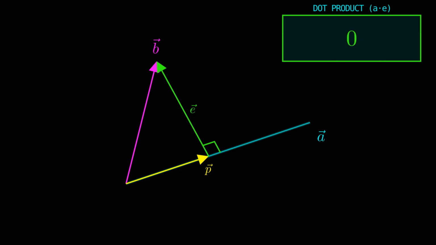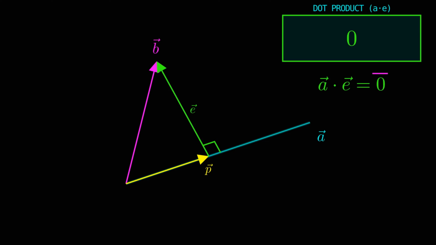Watch what happens when the error becomes exactly perpendicular to the line. The dot product hits 0. This gives us our master equation: vector A dot error equals 0. So, we found the sweet spot geometrically. The error vector must be perpendicular to vector A, which mathematically means their dot product is 0.